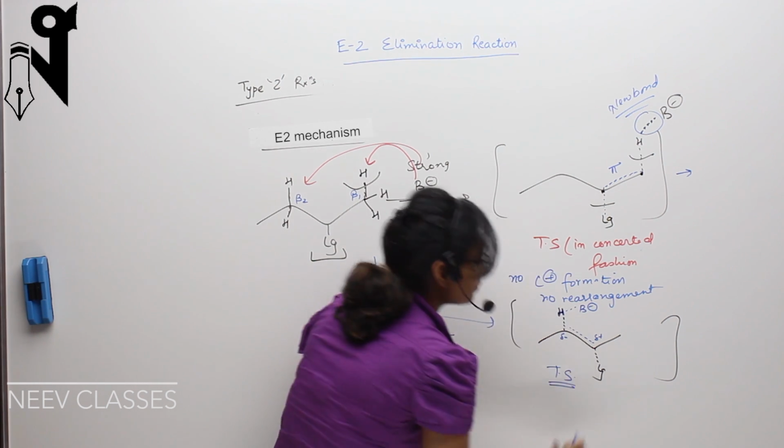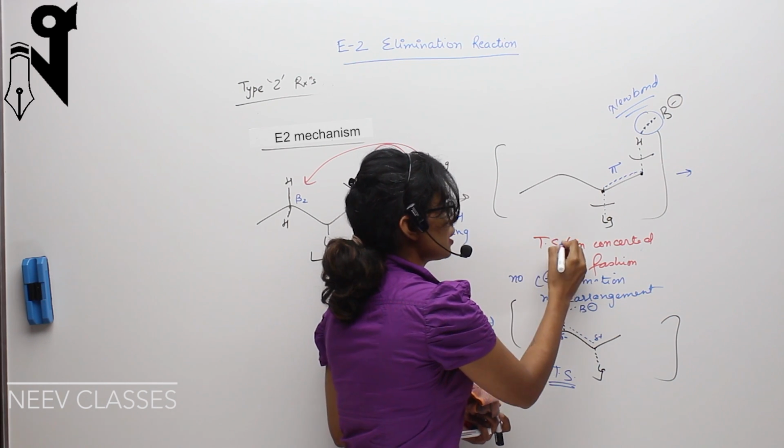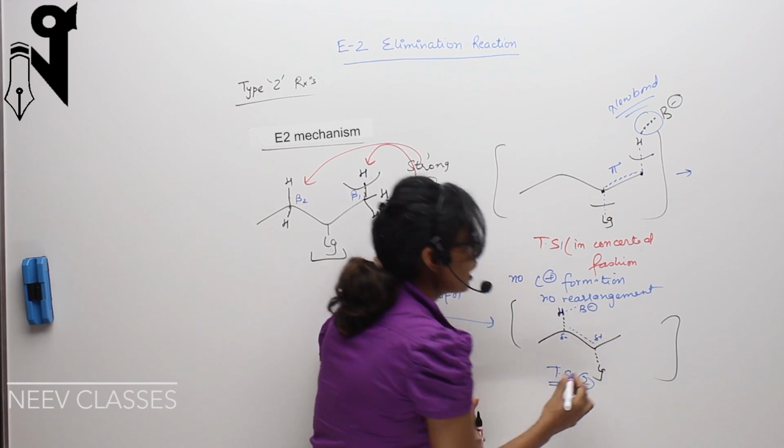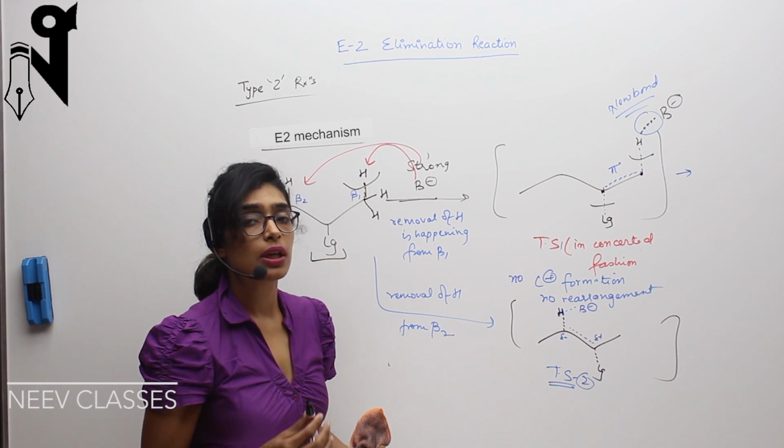Transition state. Okay, let's mark it transition state 1, and this is transition state 2. Now just observe and analyze which transition state seems to be more stable.